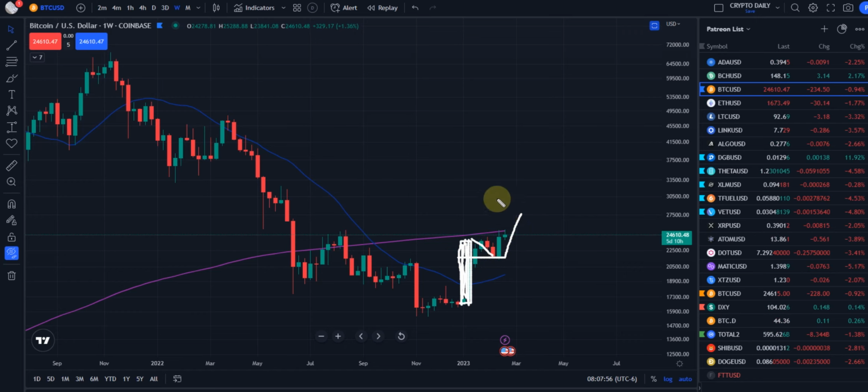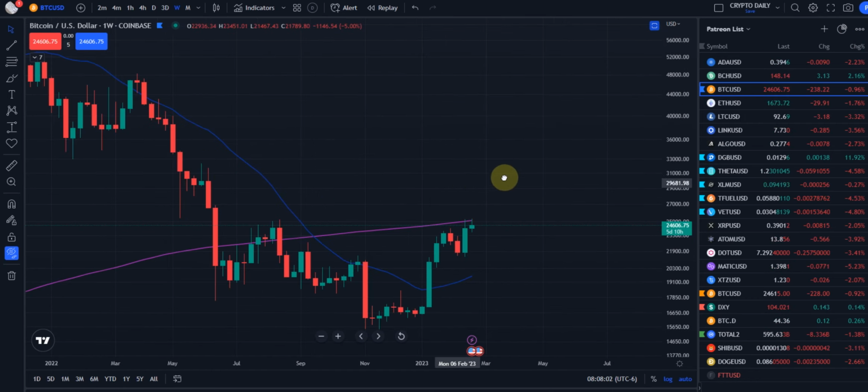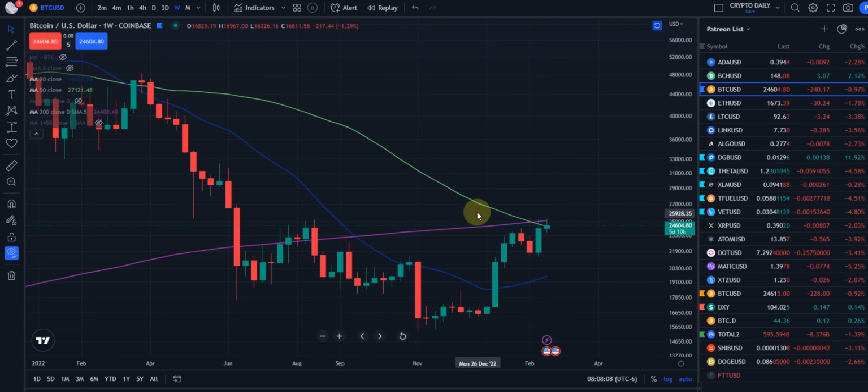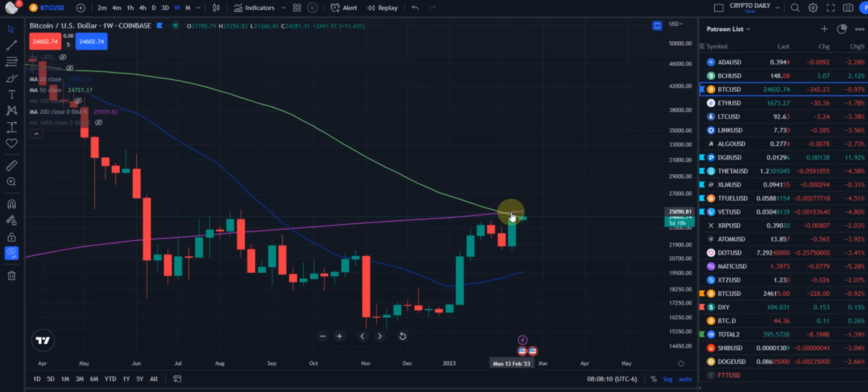We gave this to our Patreon members. What was it, Saturday or Sunday? About, even on the weekly, even though we were coming up into the 200 and the 50, which is major, major resistance, and this high pivot. So you had several different factors, reasons for a pullback here.